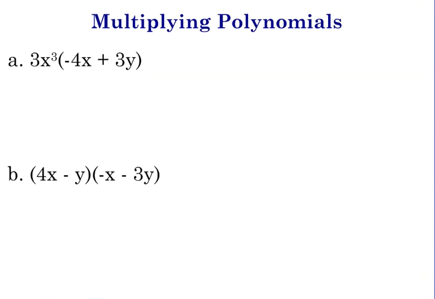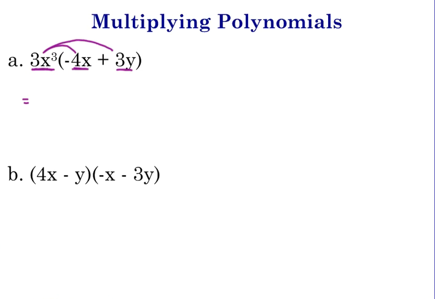3x cubed times negative 4x plus 3y. So in this case, we're multiplying a monomial, a single term, by a binomial, two terms. Now, is it super important that you know that vocabulary? Not super important. I just use those terms, so I'll try and use them as much as I possibly can. Y'all know what to do, right? You distribute the 3x cubed.